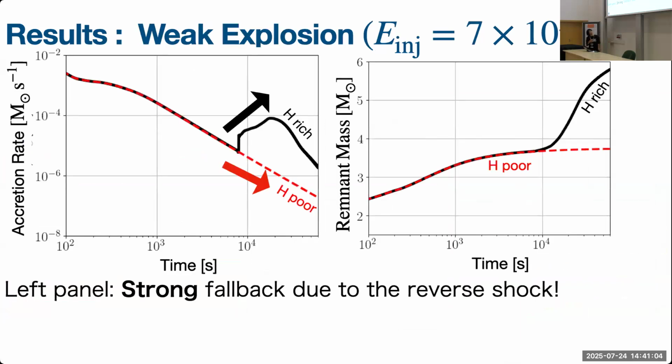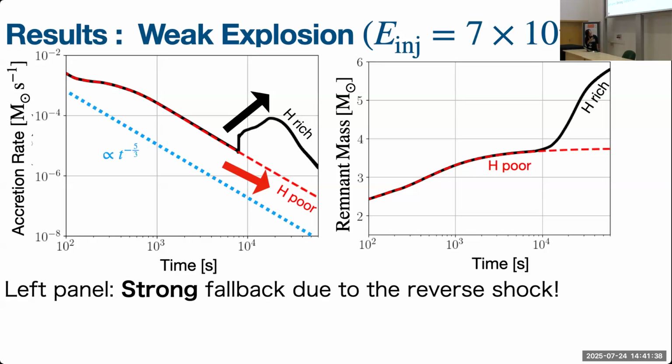Yes, so this infalling reverse shock affects the accretion rate. Before the reverse shock unfolds, these two mass accretion rates are almost the same, but after the reverse shock falls to the center, the black one, the hydrogen-rich progenitor, has a numerous mass accretion rate, but the red one does not.